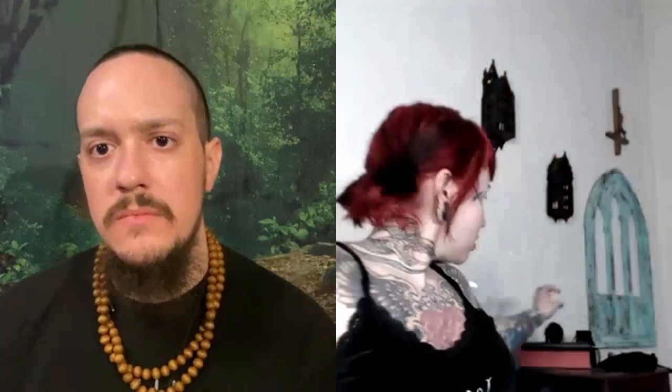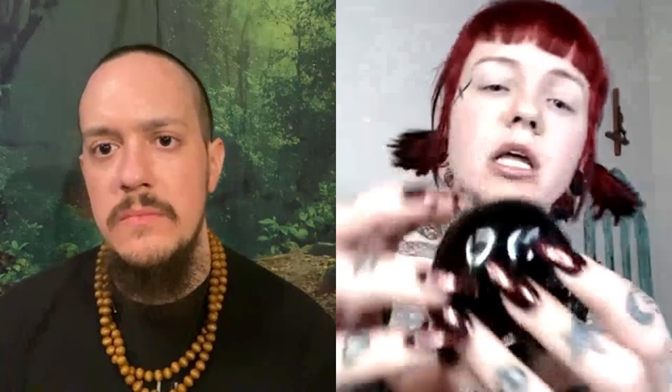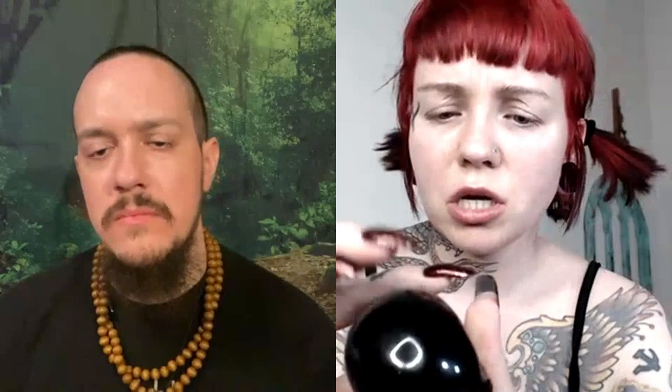Here's a crystal I have right here on my altar, and this is another obsidian skull. I haven't taken this one to the graveyard. I'm not sure if I will, but I have used it with a lot of death energy, because death energy is a major part of my practice in general.